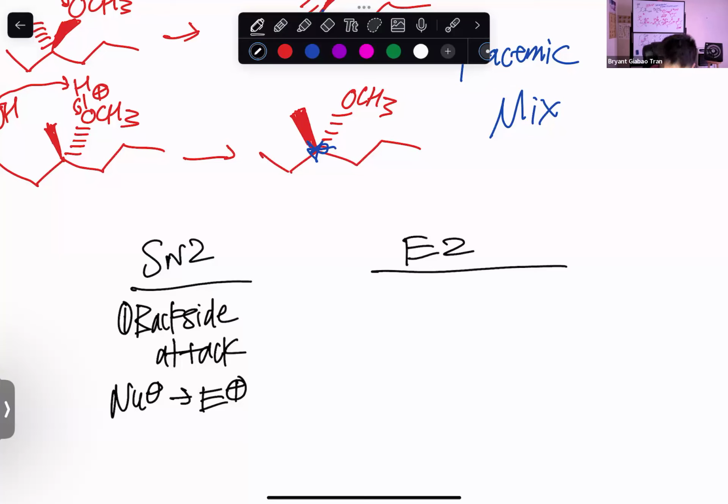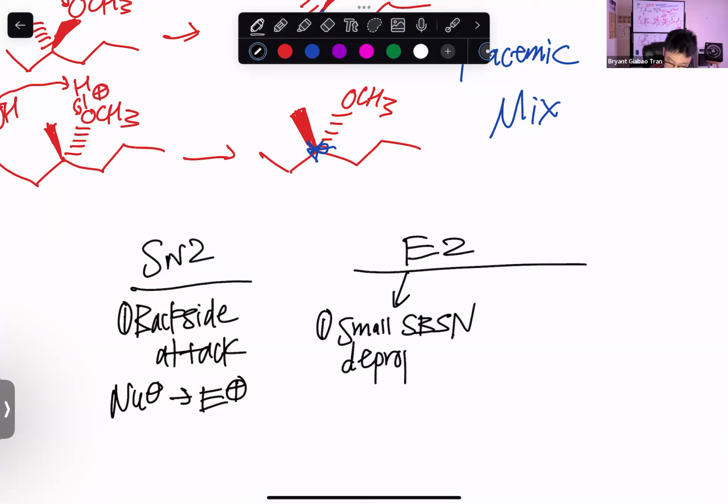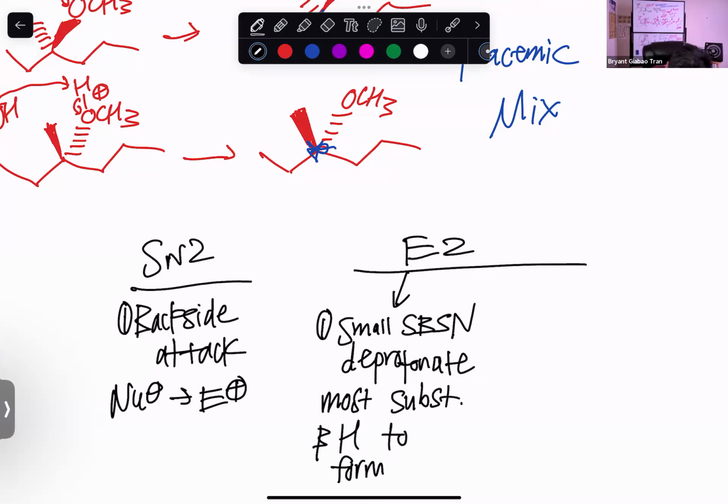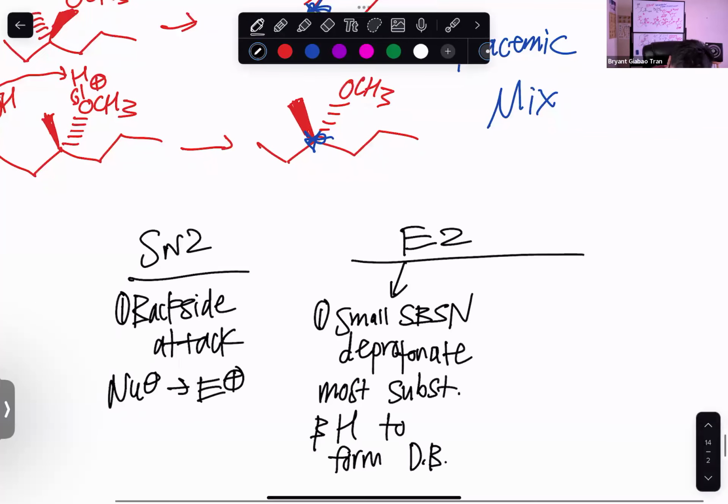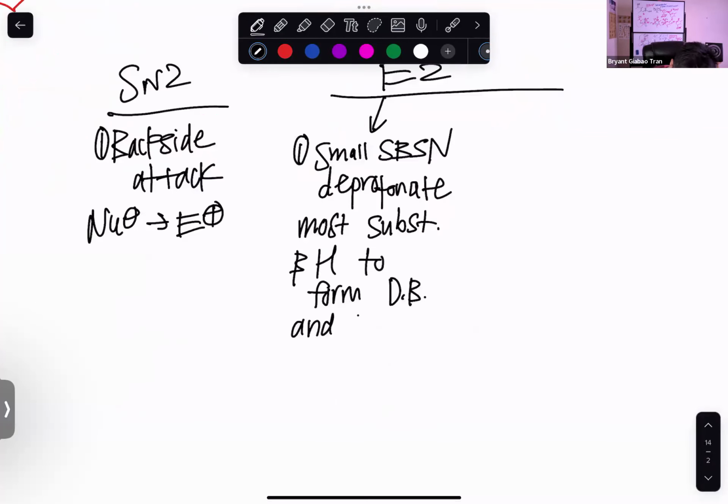Depending on what kind of base you have, let's start with the more common one. Small, strong base, strong nucleophile. Deprotonate the most substituted beta hydrogen to form a double bond and kick out the leaving group, all at the same time. All those three things happen at the same time.